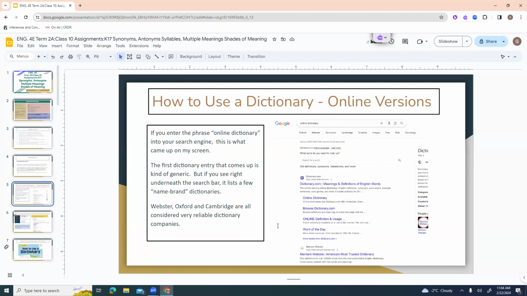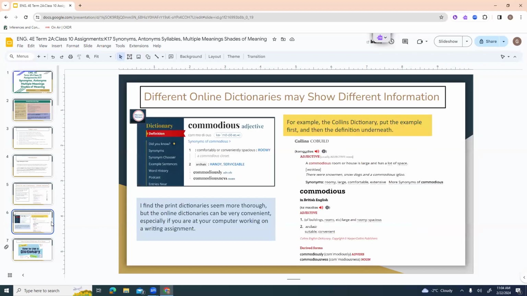When you're using a dictionary, you do want to make sure it's a reliable dictionary. There is also something called an urban dictionary out there, which I was checking out. It's more meant to give you ideas about what a new slang word means. It is a little bit over the top sometimes, though, so I wouldn't use it as a dictionary for just ordinary words.